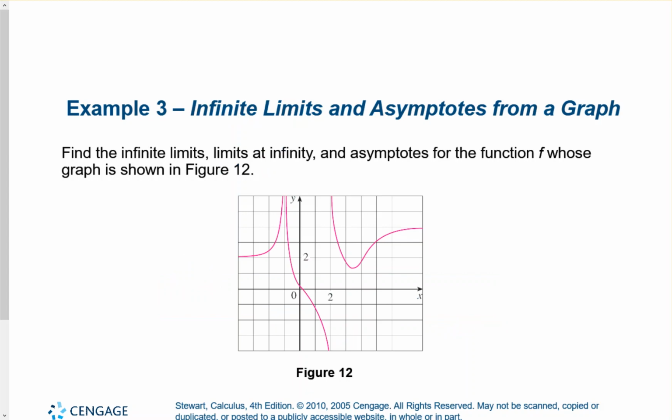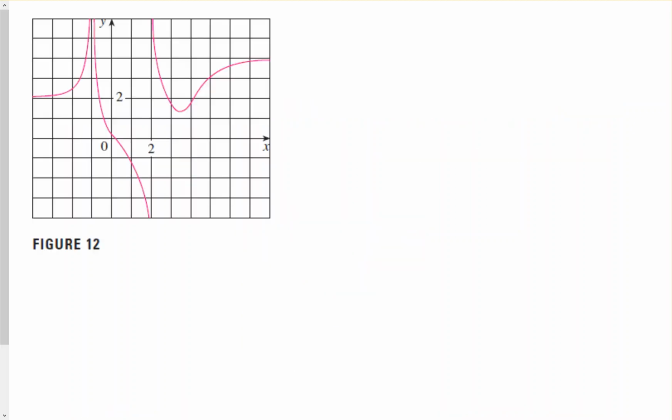Okay, so let's take a look at this example. Find the infinite limits, limits at infinity, and asymptotes for the function f whose graph is shown in figure 12. Okay, so same figure, let's take a look. Alright, so we have our x-axis here, y-axis here. So make it a little darker.